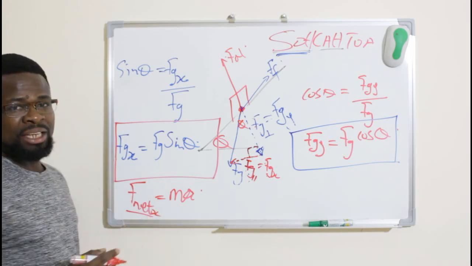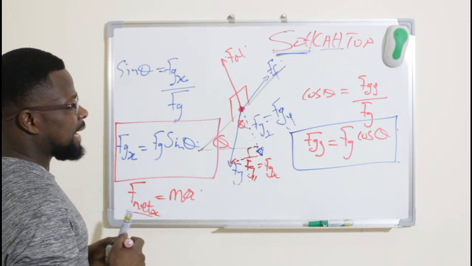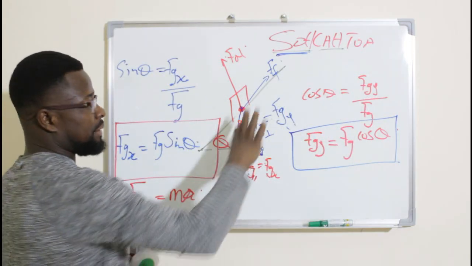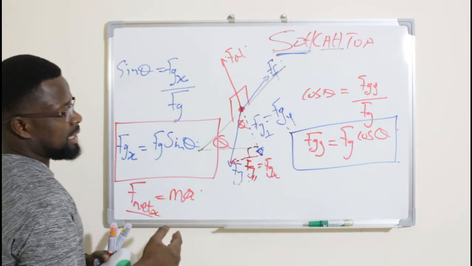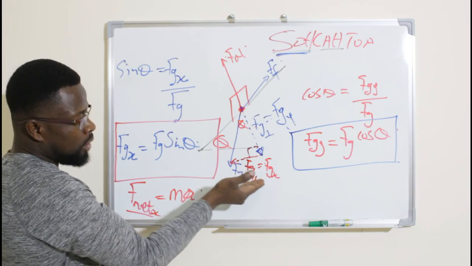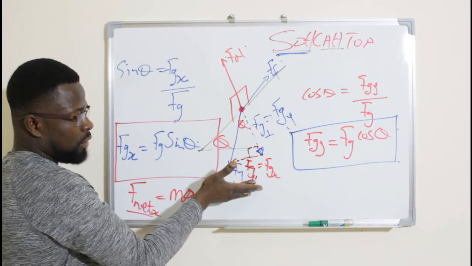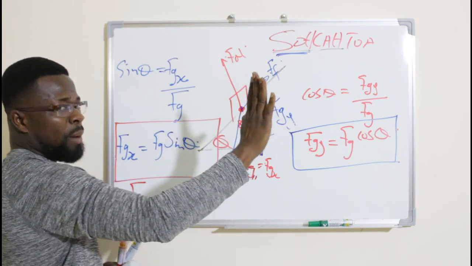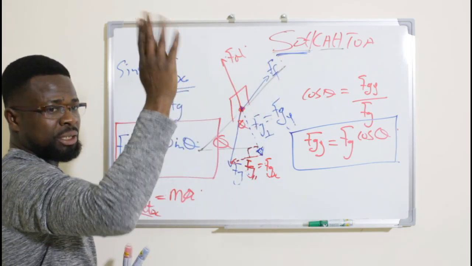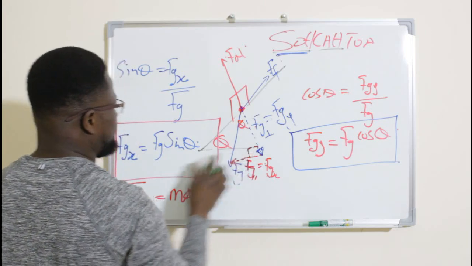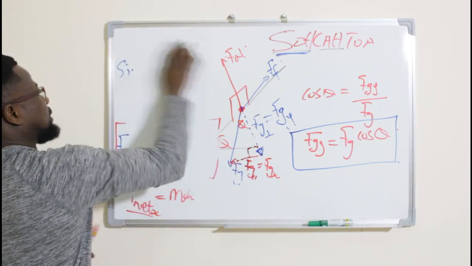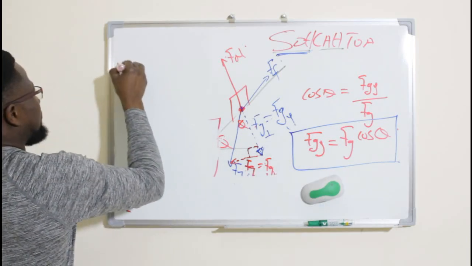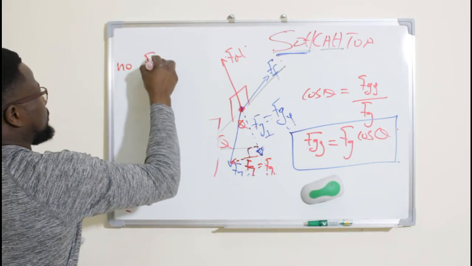And F net in the x direction, where we are looking at the situation where there is no friction, it means that there is going to be only the parallel component of the weight that is in the x direction. There is no other one, because here we are saying there is no friction. Let me put here: no friction.